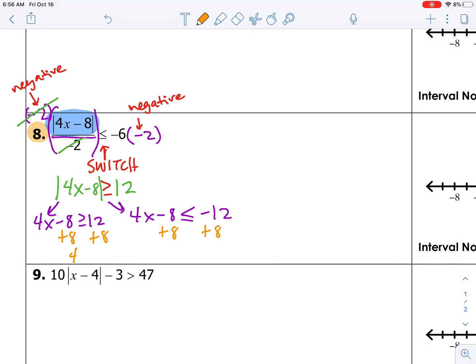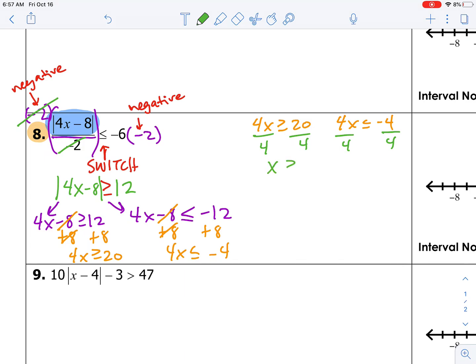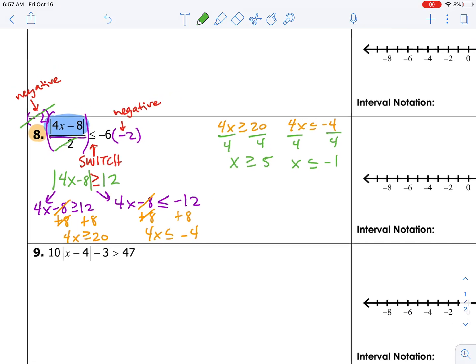And then we just have two inequalities we have to solve. So I add 8 to both sides. I get 4x is greater than or equal to 20. And we get 4x is less than or equal to negative 4. So our last step in solving both of these inequalities is to divide both sides by 4. So we see that x is greater than or equal to 5, and x is less than or equal to negative 1.